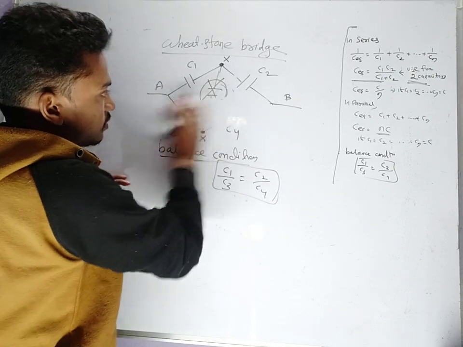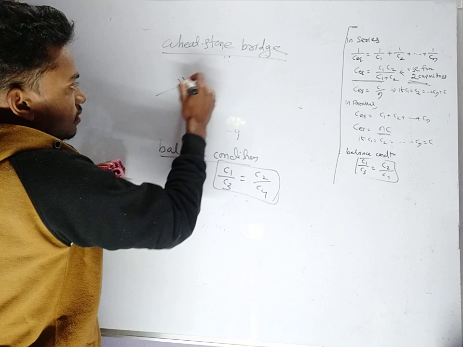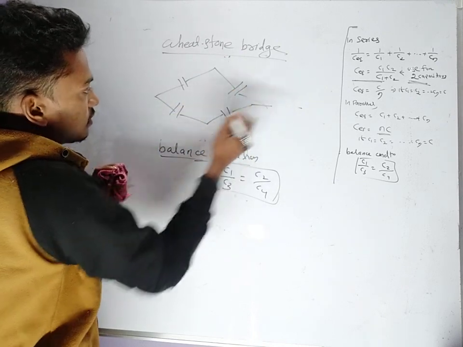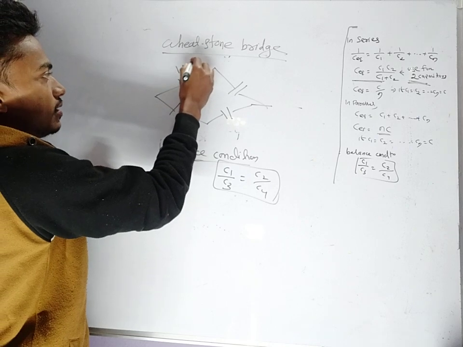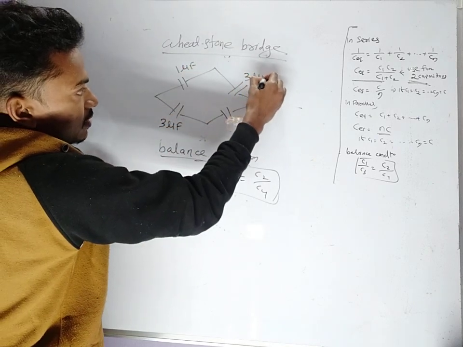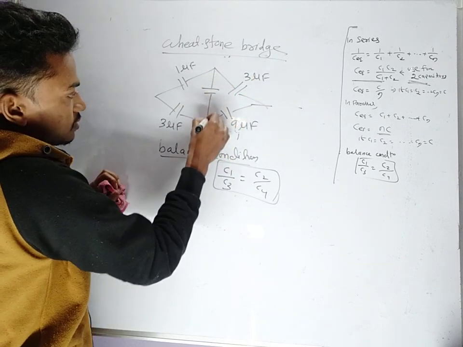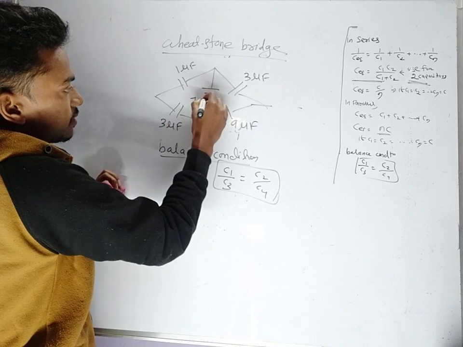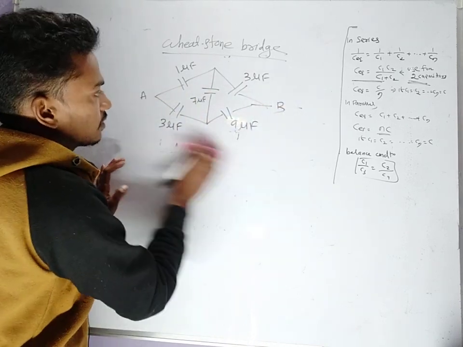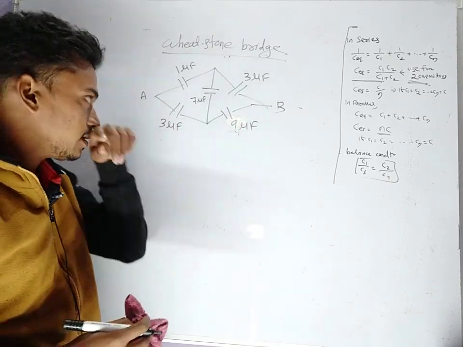Okay, now let's solve a simple numerical related to this. Suppose this type of arrangement, and this is 1 microfarad, this is 3 microfarad, this is 3 microfarad, and this is 9 microfarad, and this is suppose 7 microfarad. Capacitors are connected like this. Okay, so the question is, find the equivalent capacitance between this A point and B point.